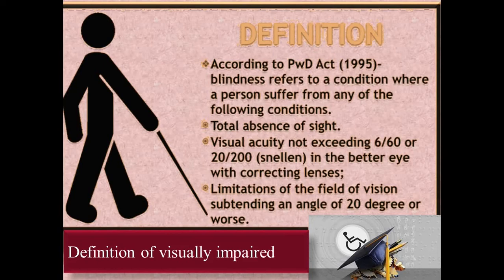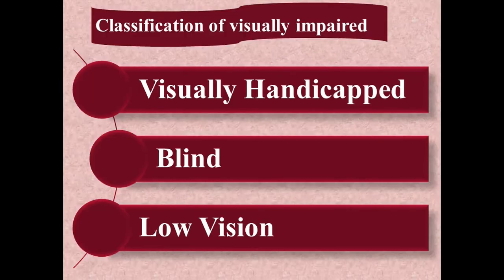So this is all about the definition according to the PWD Act. Let us see the classification of visually impaired, visually handicapped, blind or low vision. Visually handicapped: the total group of children who require special educational provision because of visual problem. So they are visually handicapped.